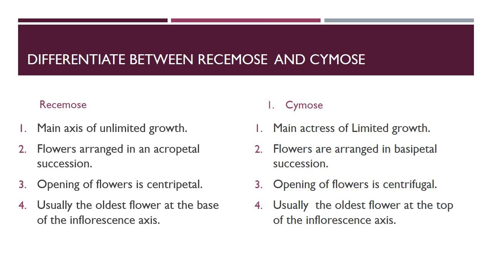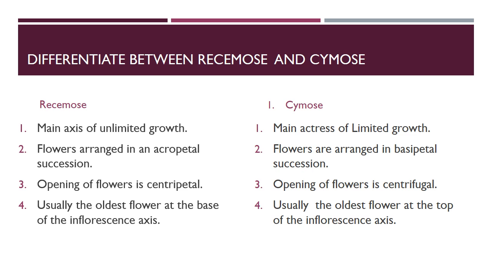Then the final point is the oldest flower at the top of the inflorescence axis. Here it is totally changed. There the oldest flower is only at the base, here the oldest flower is at the top. Okay, this is a major difference between the racemose and cymose.